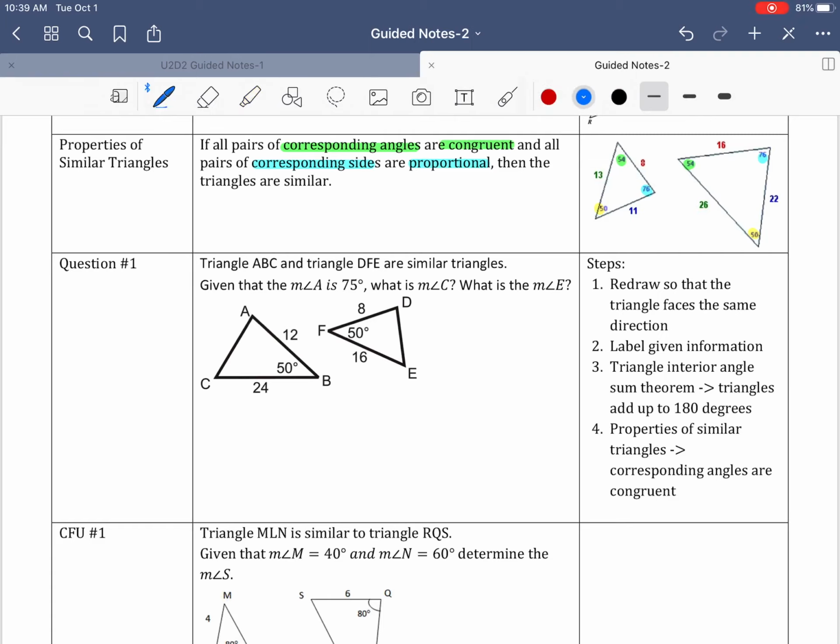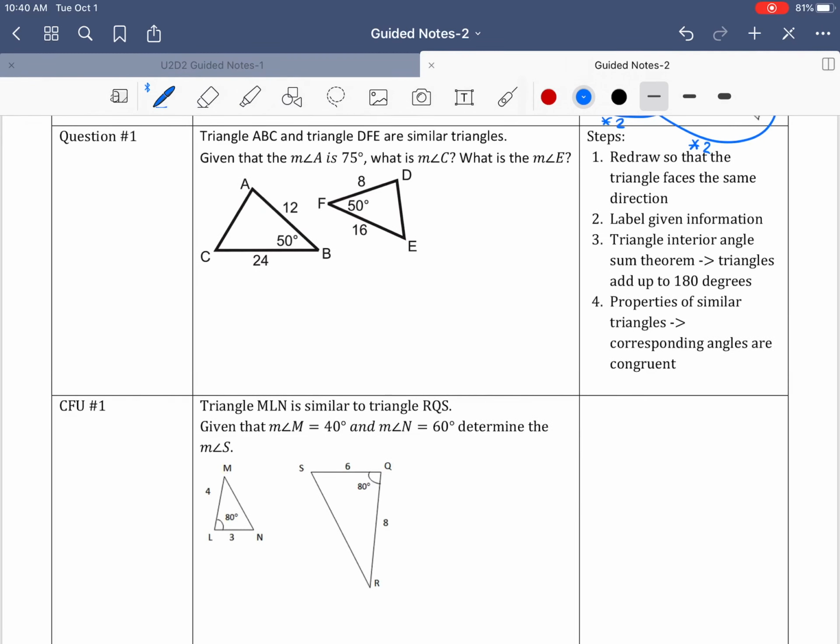Now your corresponding sides, in this case 8 and 16, are proportional. It means there is a number that you can multiply 8 by to get 16, and in this case that number is 2. Then from here, going from 11 to 22, that number should be the same. Again, we're multiplying by 2. And then from 13 to 26, you can multiply by 2. So since we know these two triangles are similar triangles, then their corresponding angles are congruent and their corresponding sides are proportional.